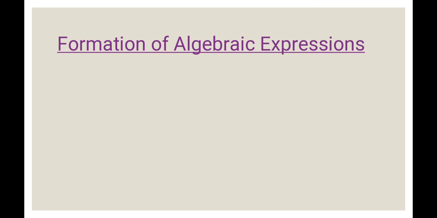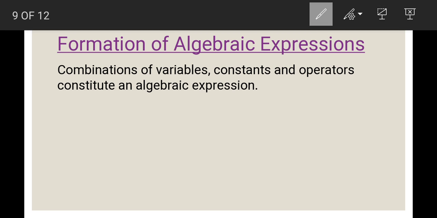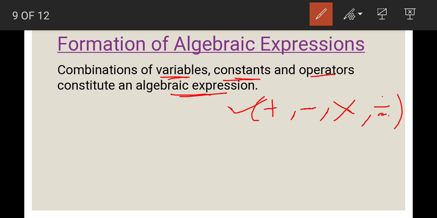Now come to the formation of an algebraic expression, or you can simply say expression. A combination of variable, constant and operation constitutes an algebraic expression. Combination of constant, variable and operator. There are 4 operations: plus, minus, into, that is multiplication, and the last one is division. We have to use these 4 operations, constants and variables to form an algebraic expression.